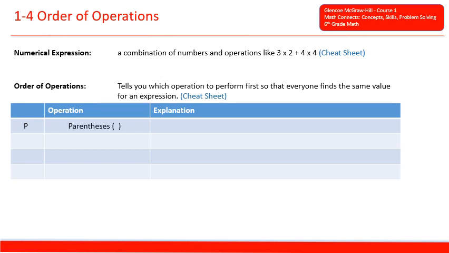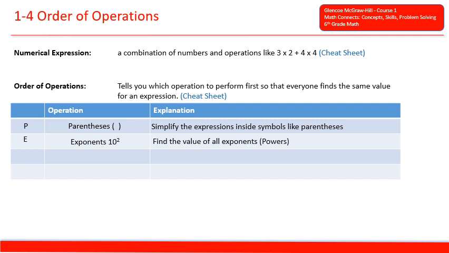So P is going to be parentheses. So we're going to simplify the expressions inside symbols like parentheses. So the first thing we always do when we're looking at a numerical expression is we solve everything within the parentheses first. E stands for exponents, like 10 squared. Find the value of all exponents or powers.